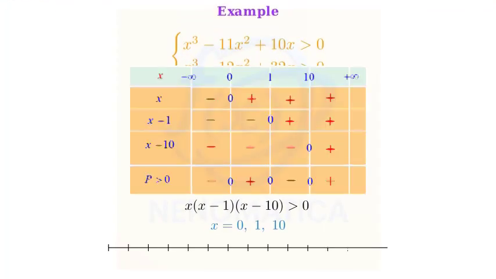Now we build a sign chart across the critical points 0, 1, and 10. From the sign chart, we read the solution. Open interval from 0 to 1, union open interval from 10 to infinity.